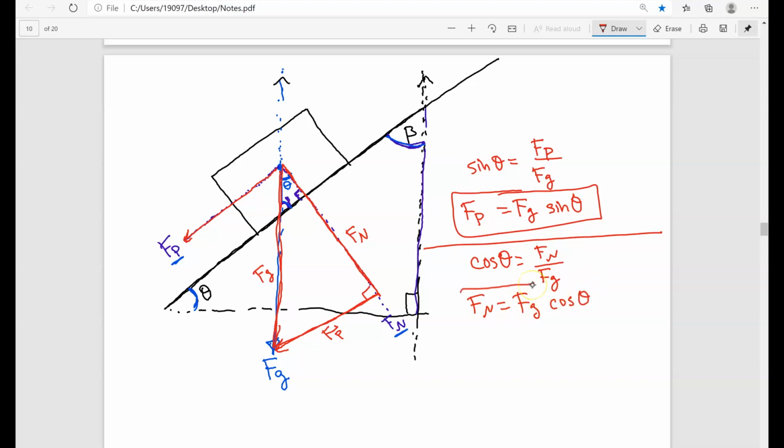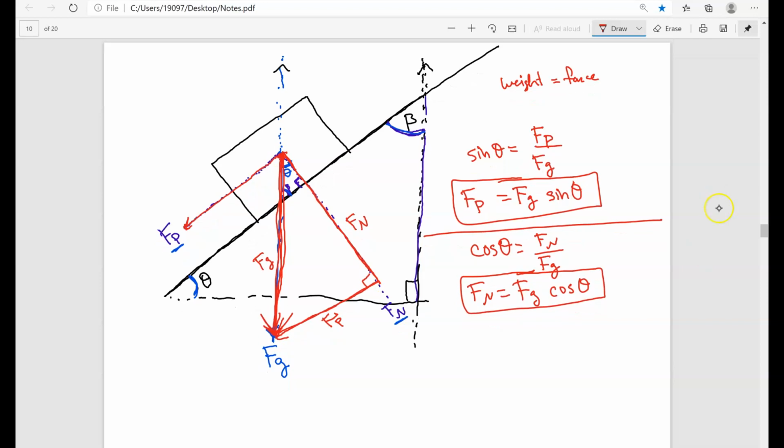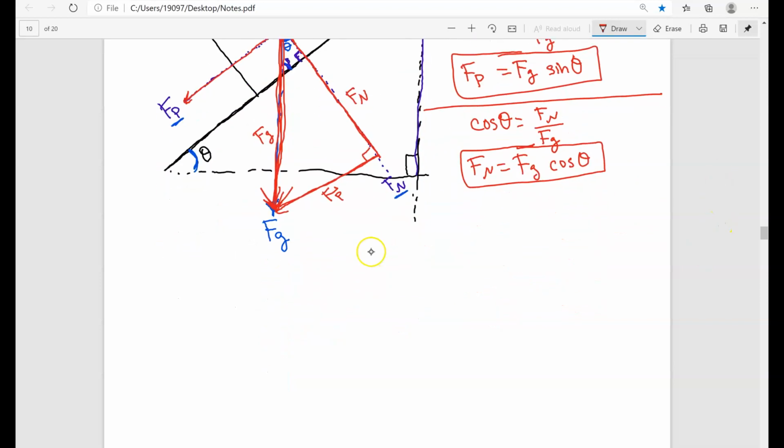Okay. Now, if you think about this, this is just basically the weight of the box. So weight is a force. So if I know the weight of the box, then I know what this hypotenuse is going to be. The weight of the box is basically the magnitude of whatever that vector is. So I can rewrite this now as the normal force is going to be the magnitude of the vector times the cosine of theta.